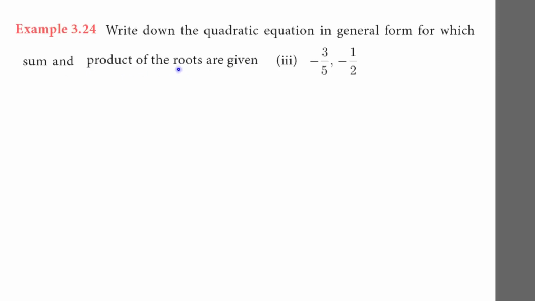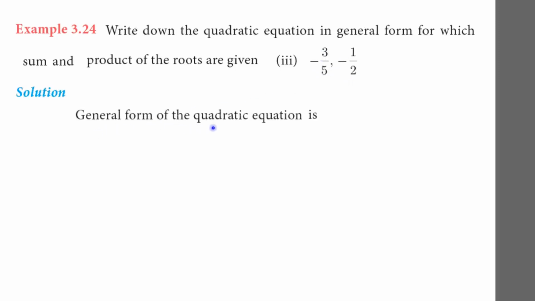See this question properly. What they have given here is the sum and product of the roots. The sum of the roots is given, and the product of the roots is given directly. If only the roots were given, we would have to take them as alpha and beta. Here they have said sum and product. In that we are going to see the third subdivision, that is minus 3 by 5 comma minus 1 by 2. See the solution.